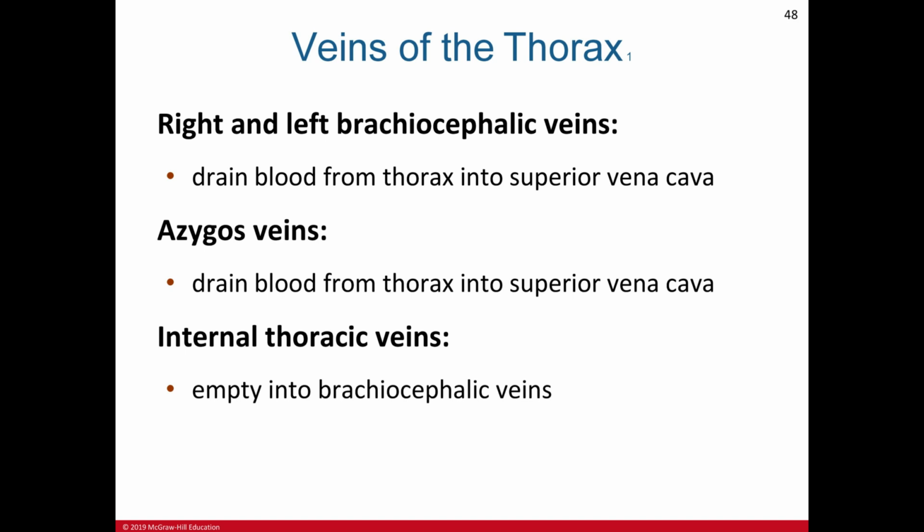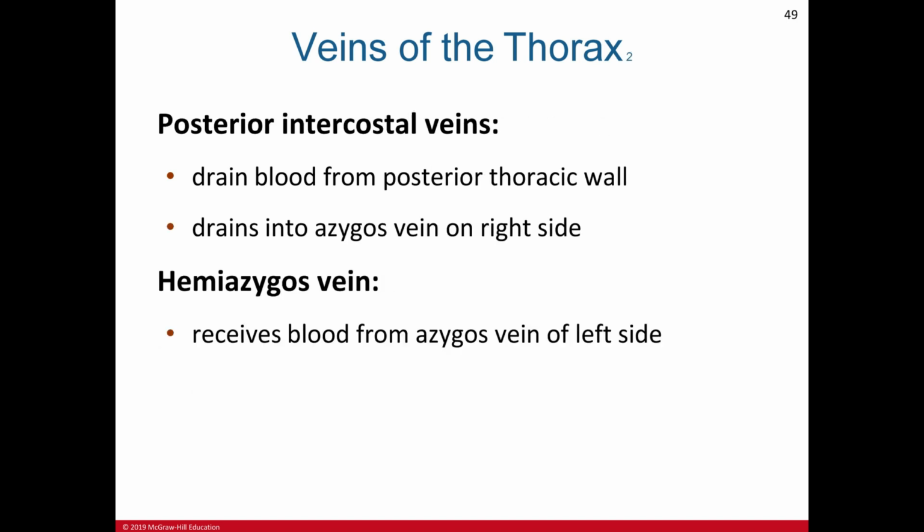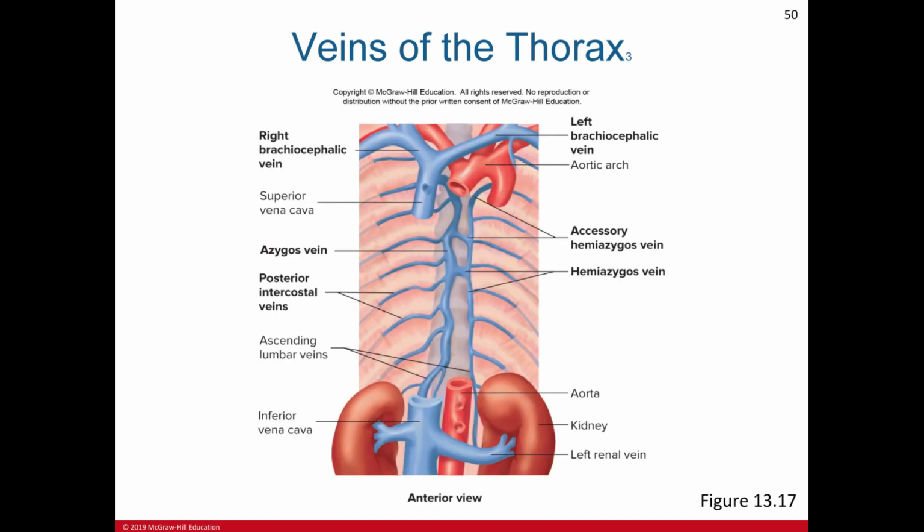We have three major veins that return blood from the thorax to your superior vena cava: the right and left brachiocephalic veins, the azygous veins, and the internal thoracic veins. We also have the posterior intercostal veins and the hemiazygous veins. The posterior intercostal veins drain blood from your posterior thoracic wall and drain into the azygous vein on the right side, while your hemiazygous vein drains into the azygous vein from the left side.